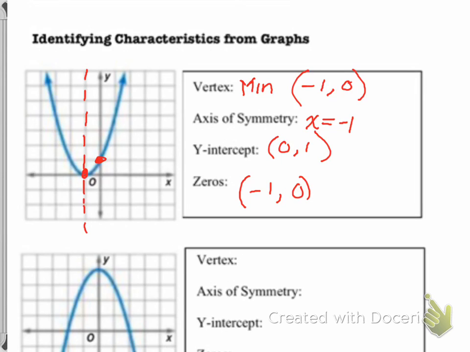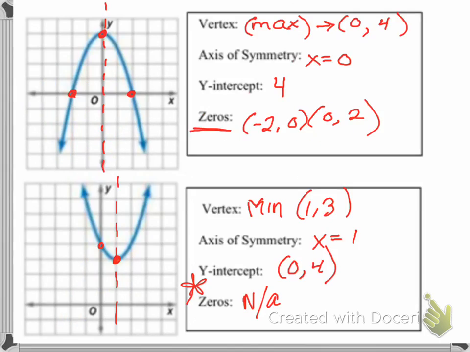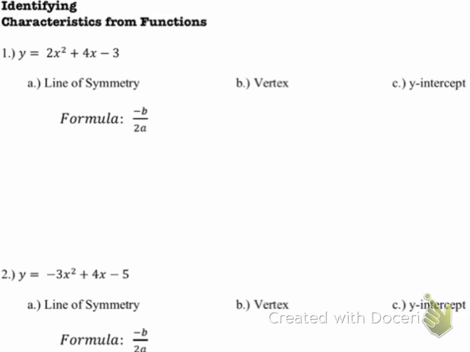So in this video, I just want to focus on how it was really easy to identify these characteristics when we're actually given the graph, right? You look at the graph, it's easy to identify. But what if I give you an equation? Could you identify those same characteristics? And you can't. So I'm going to be jumping back and forth between our previous notes and these notes.